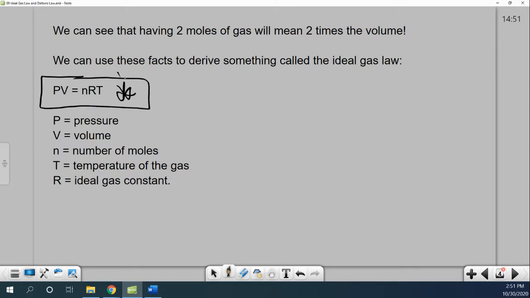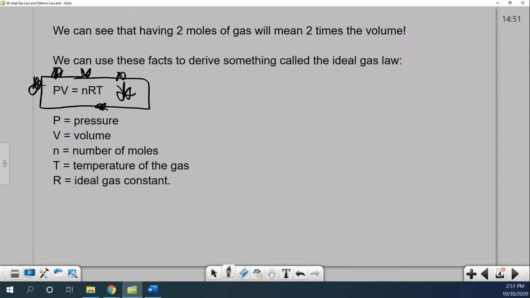Circle it, square it, highlight it, underline it. PV = nRT. Super important. PV equals nRT is one of those foundational equations in chemistry. Anytime you're working with a gas, you're probably going to use some form or something derived from PV equals nRT. All of our gas laws, Charles' law, Gay-Lussac's law, Boyle's law, even the combined gas law, they're all derived from this formula. This formula is kind of like a master formula for all gases.